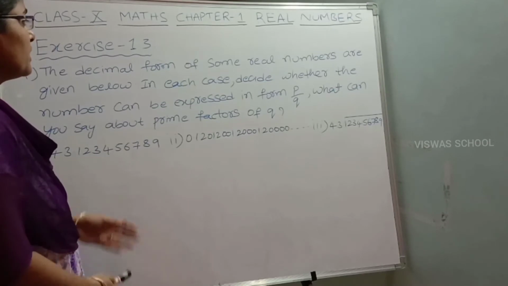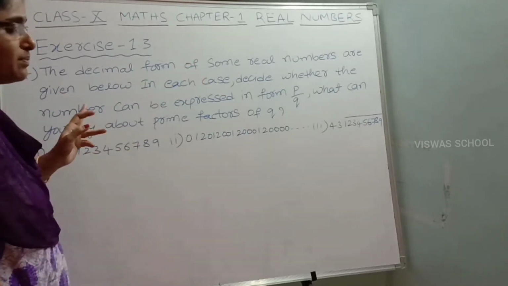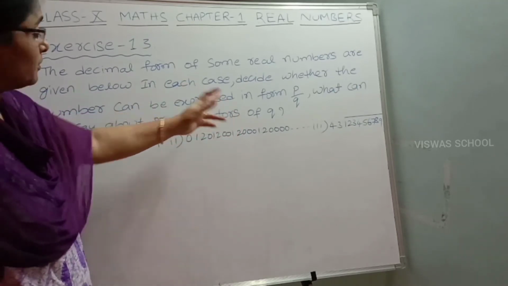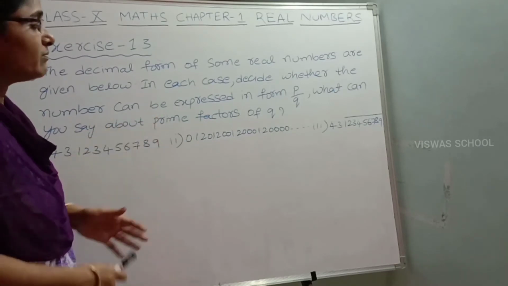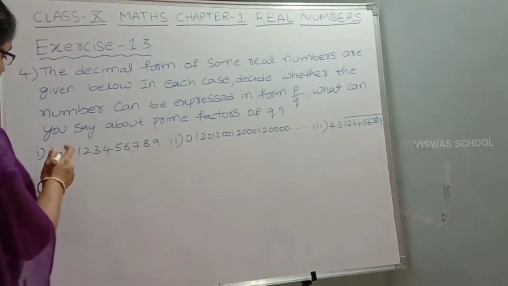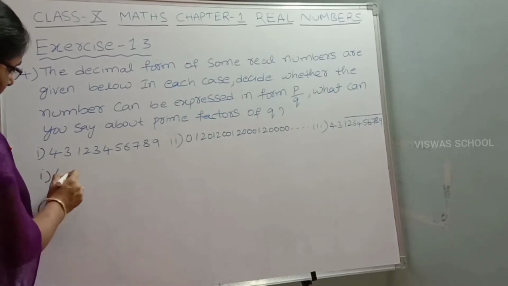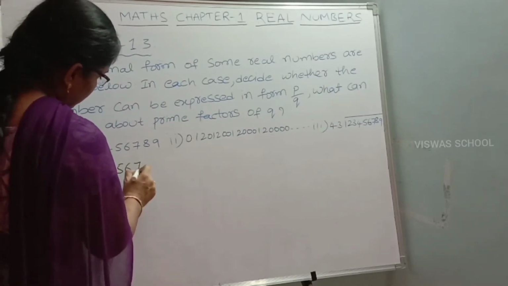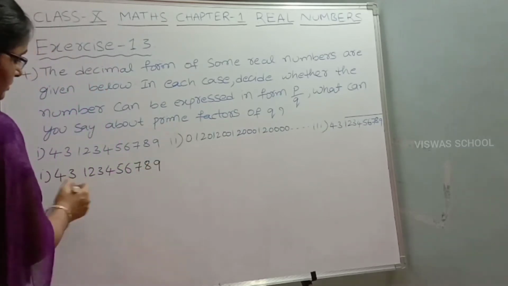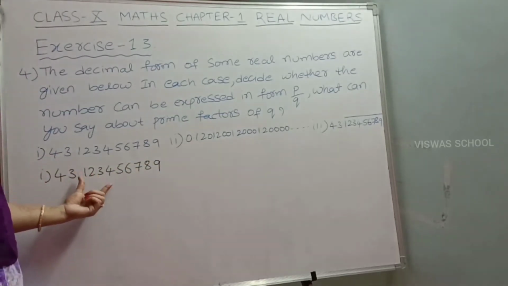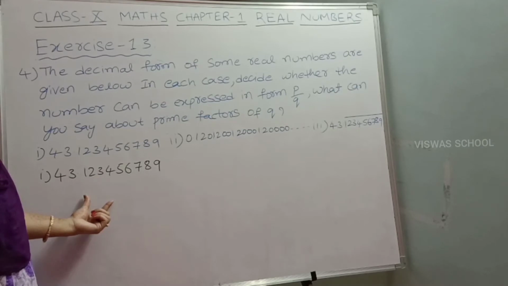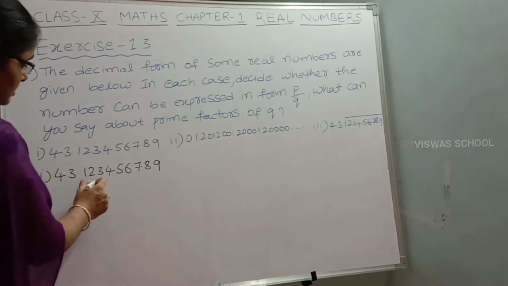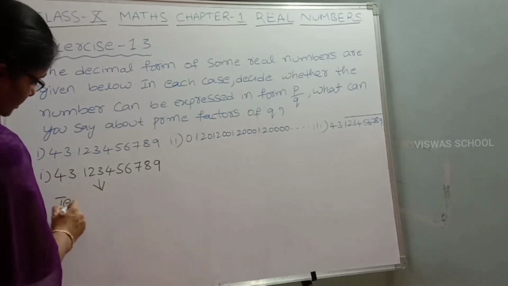Next one is, the decimal forms of some real numbers are given below. In each case, decide whether the number can be expressed in the form p by q. What can you say about the prime factors of q? Look at the first one here, 43.123456789. This is a terminating decimal expansion. How can you say it is terminating or non-terminating? This is a terminating decimal expansion.